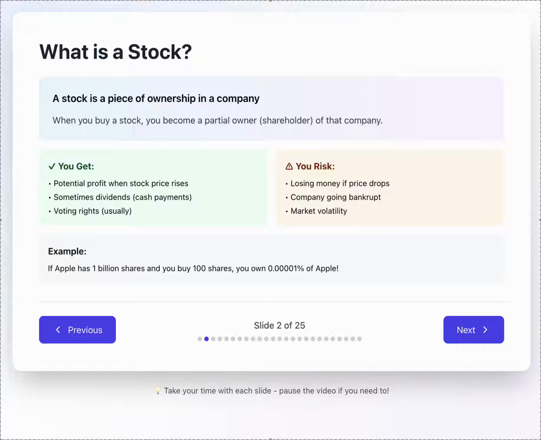Here's a quick example to put this in perspective. Let's say Apple has 1 billion shares in total and you buy 100 shares. That means you own 0.00001% of Apple. You're an Apple owner. Pretty cool, huh, when you think about it in that way.